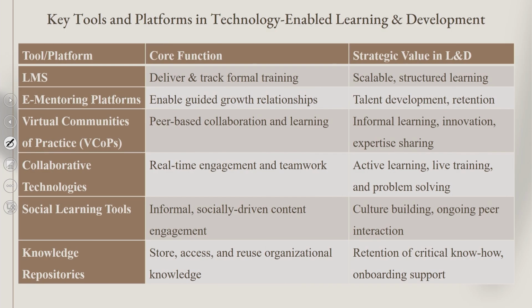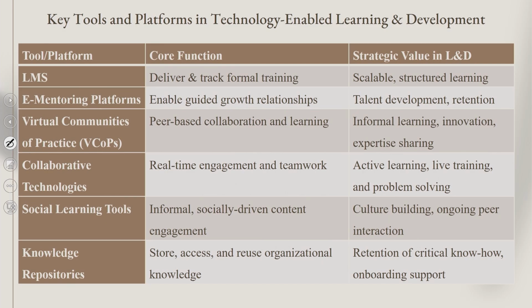Now let's look into a comparison between these typical platforms based on the core function and the strategic value in L&D. Very quickly, when you are looking into LMS, the core function is to deliver and track formal training. The strategic value in learning and development with respect to LMS is that it is scalable and there is a possibility of structured learning. When we look into e-mentoring platforms, the core function is that it enables guided growth relationships, whereas the strategic value would be talent development and talent retention.